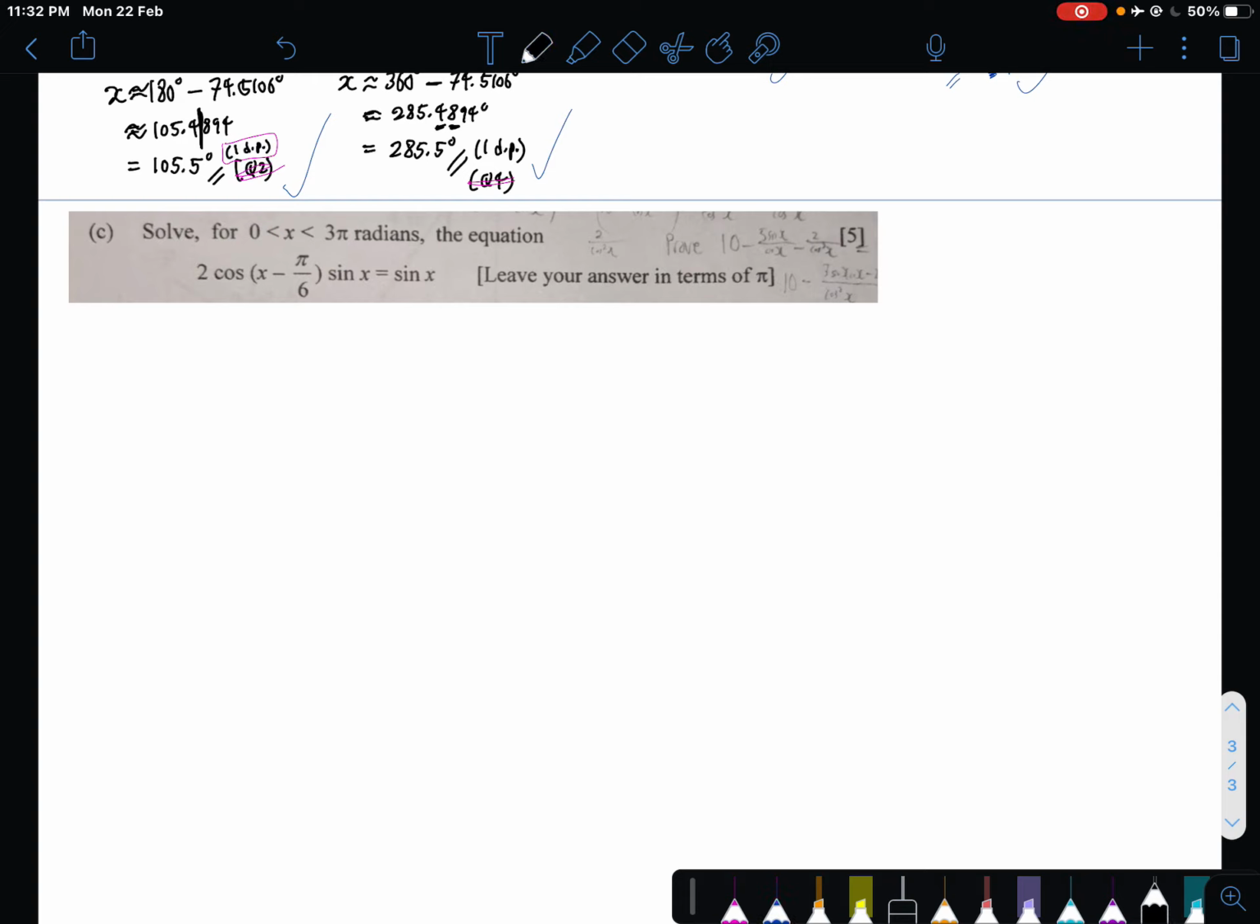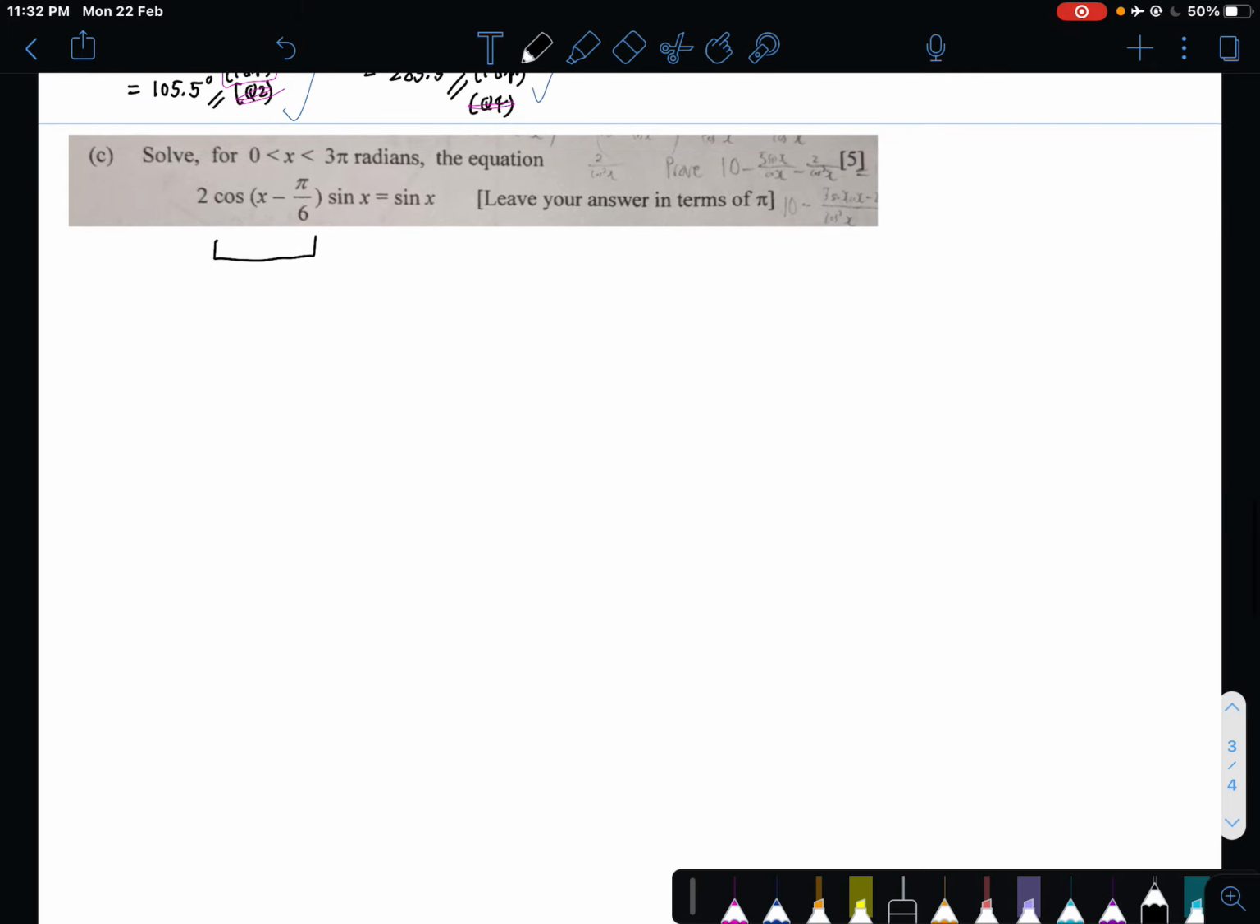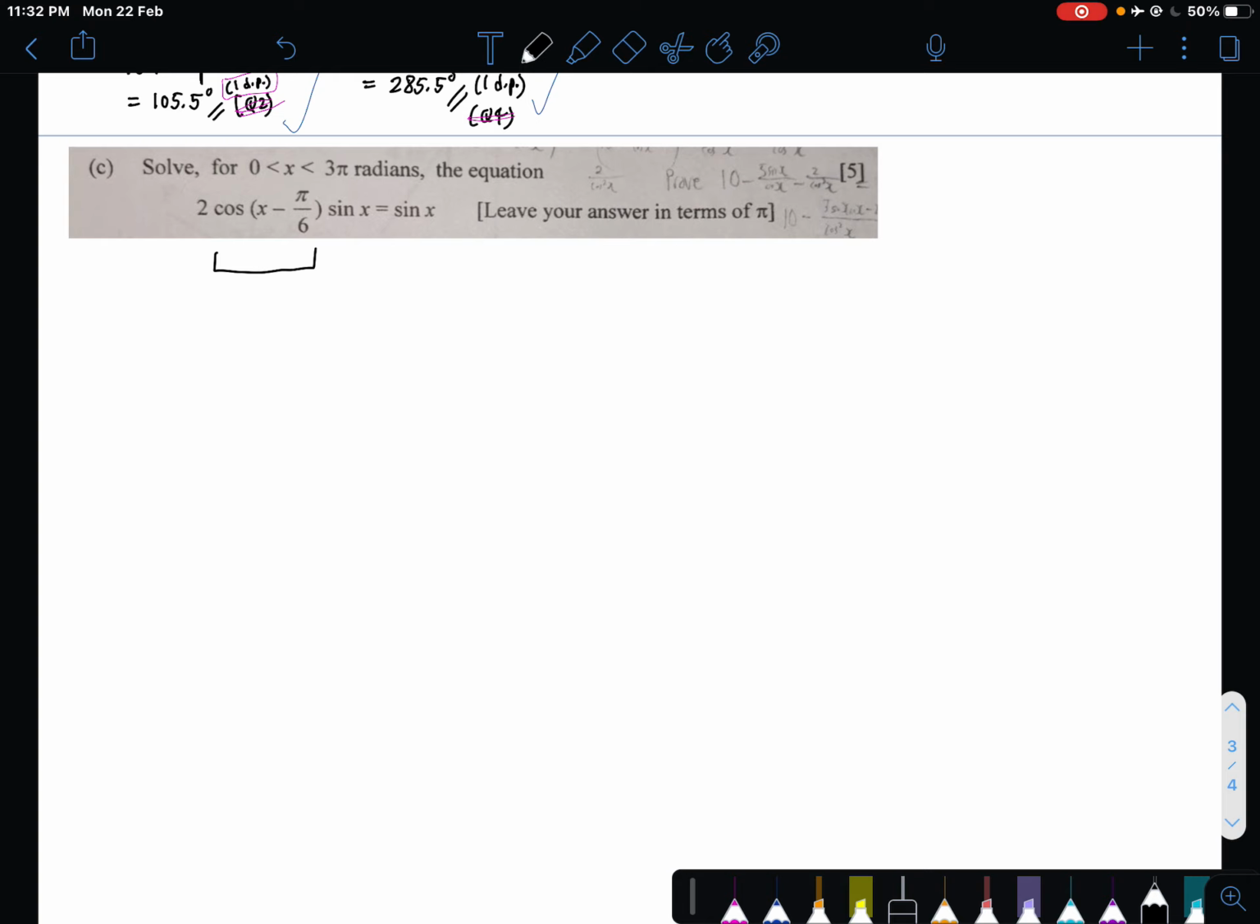Let's take a look at how to solve this question. 2 times cosine x minus pi by 6 multiplied by sine x equals sine x. Now, if you are thinking of expanding out cosine x minus pi by 6, bad idea. Very bad idea. You're going to introduce a lot of unnecessary terms because there is a clever trick that you can do in this question. Okay, let's just get on with it.